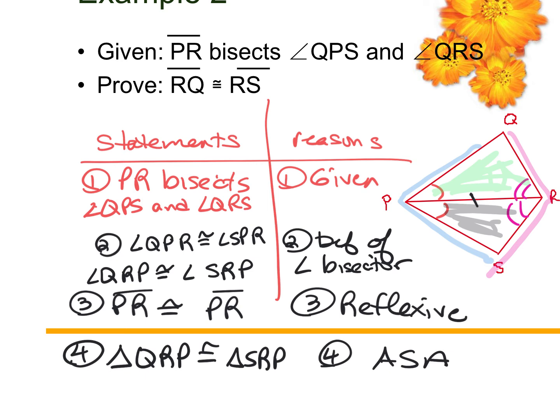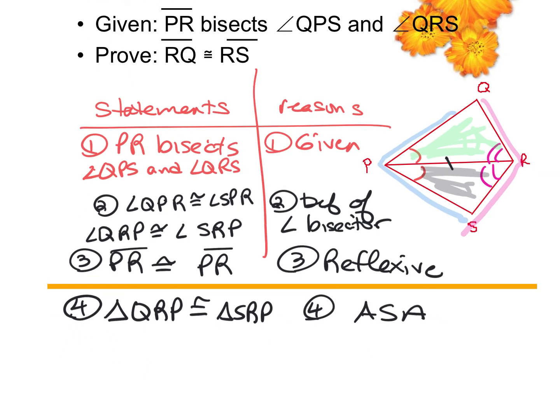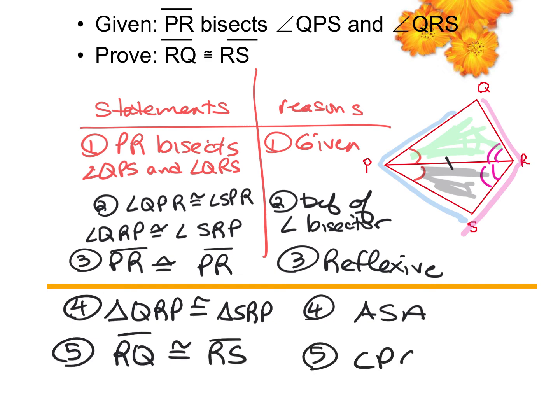Now I can go back and, for any other angle or side that doesn't have markings, say they're congruent. But all they asked me to show was that RQ was congruent to RS. And that reason is CPCTC: corresponding parts of congruent triangles are congruent. So now I can add in that RQ is congruent to RS.